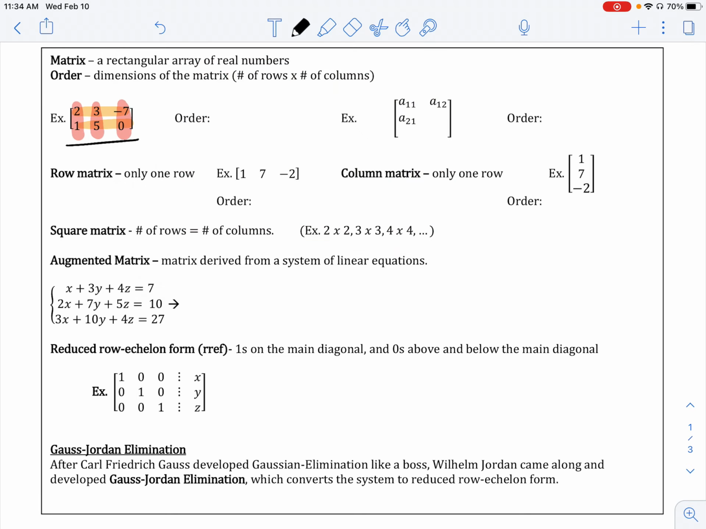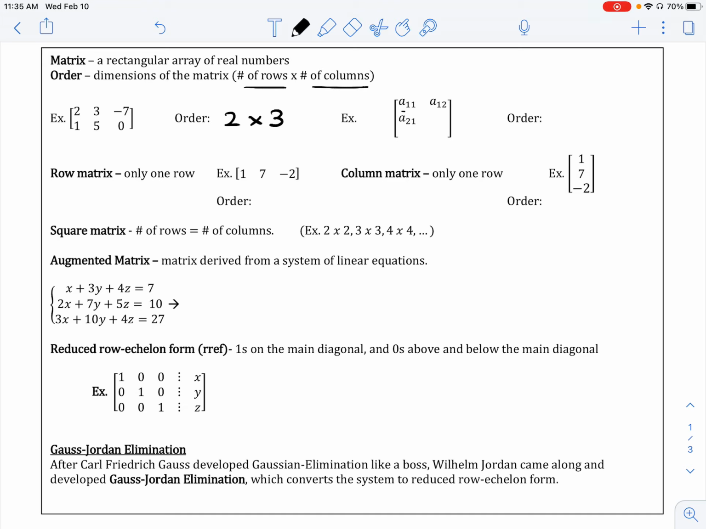Remember, think of columns always going vertically, like holding up a building. So it's a 2 by 3 matrix. That's how we describe it. It's always the number of rows by the number of columns. And within each matrix, we have a bunch of values, which we call entries. And each entry has a number assigned to it so we can identify where that entry is.